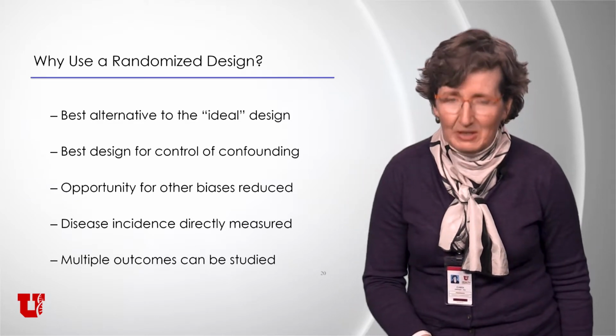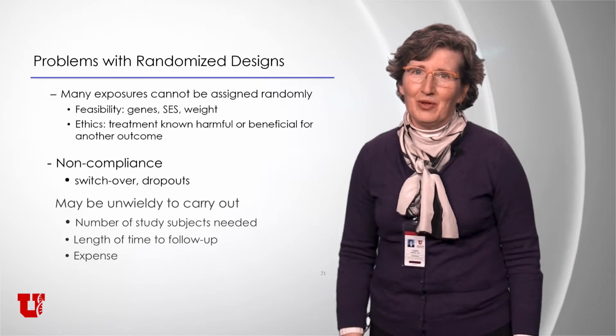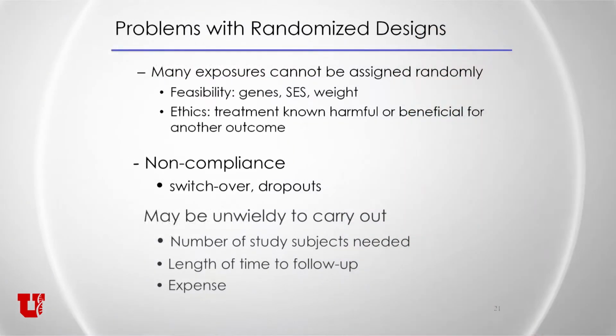All right, so randomized trials sound pretty awesome. But what might be a problem with a randomized trial? First of all, many exposures cannot be assigned randomly. The reasons why you might not be able to randomize might be feasibility. So genes: you can't randomize people to have a certain genetic mutation and other people to not have it and see if it really causes disease.